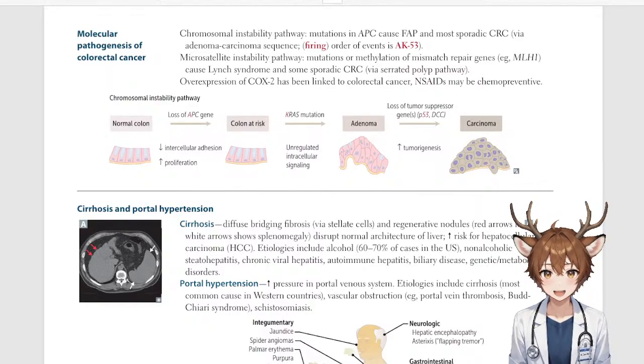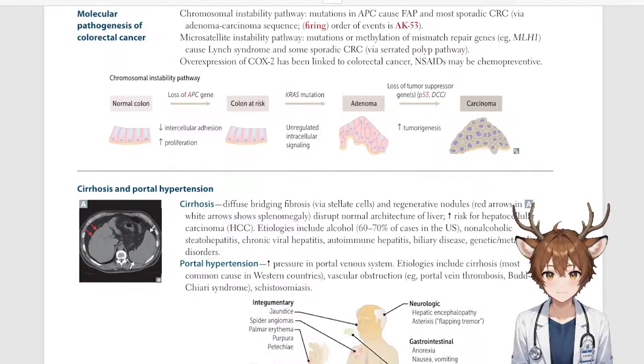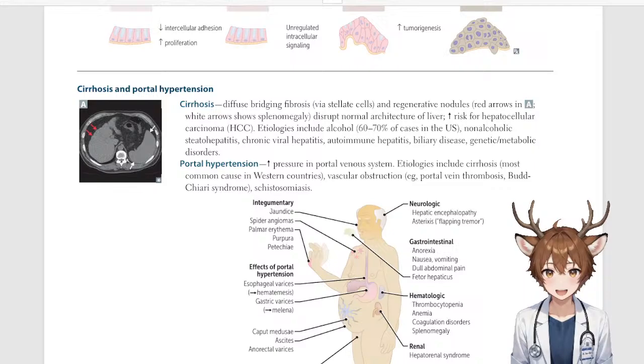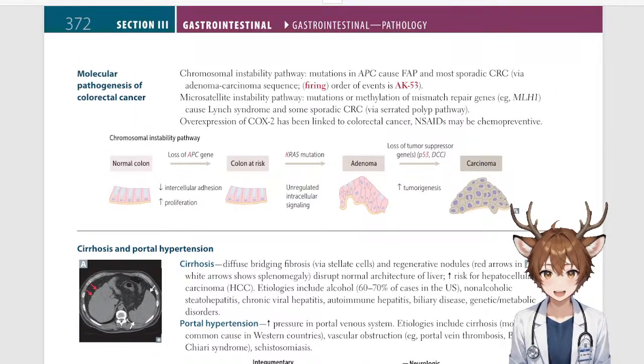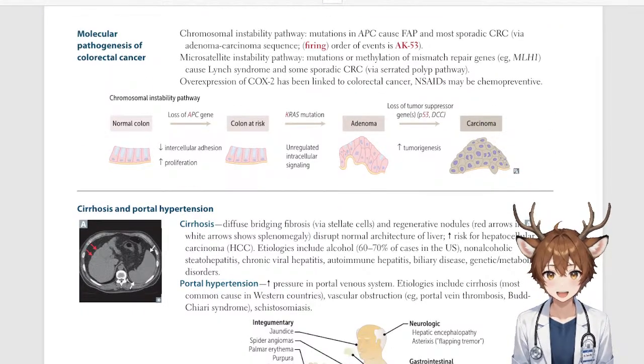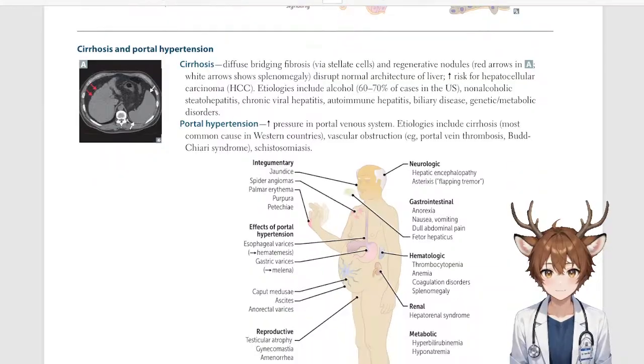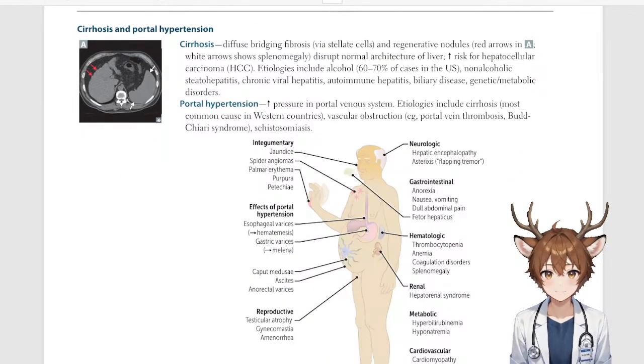Okay, it's good to know. I always get that stuff confused a lot of the time, which gene we're talking about. APC, KRAS, P53, that kind of thing.